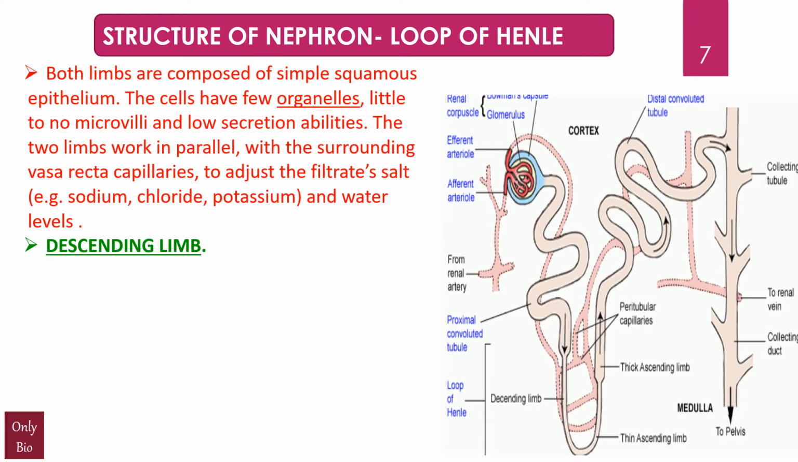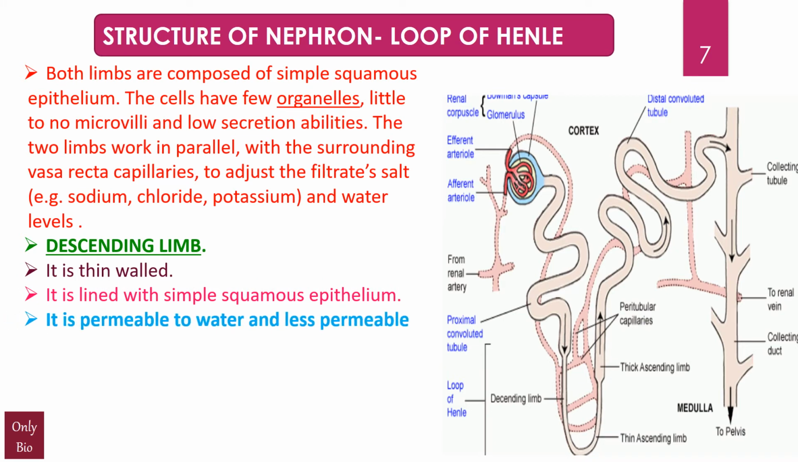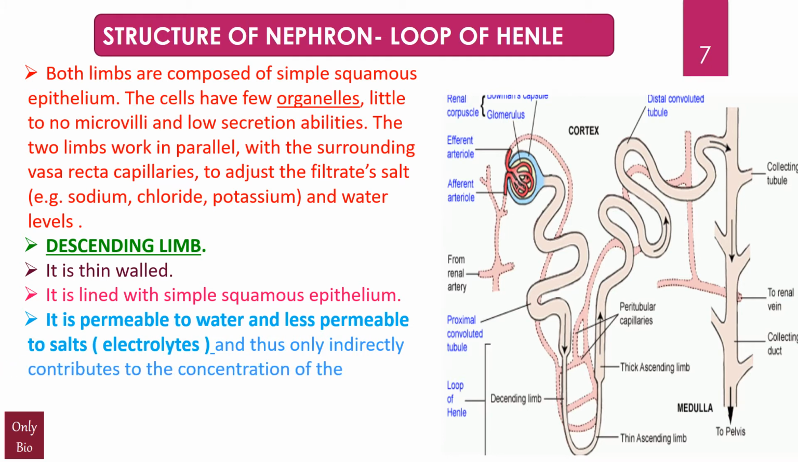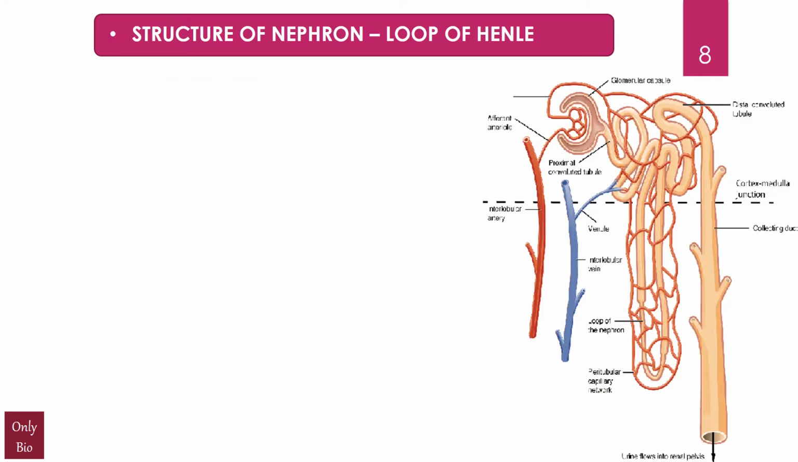Now let's understand more about descending limb. It is thin-walled. It is lined with simple squamous epithelium. It is permeable to water and less permeable to salts, that is electrolytes, and thus only indirectly contributes to the concentration of the interstitium. Friends, you may be even asked to distinguish between the PCT, DCT, or distinguish between the descending limb and the ascending limb. So do concentrate and focus into what I'm talking about.